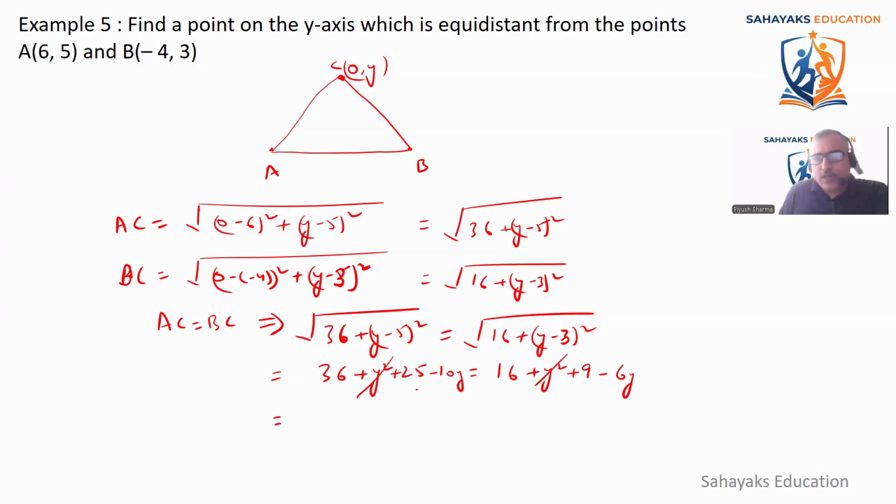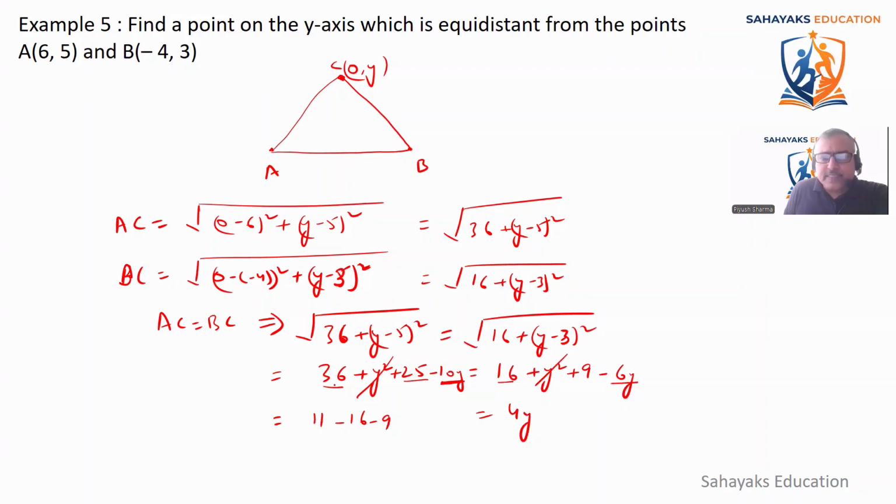Now we'll put all the variables here. It is 10y and this is minus 6y. So I'll just move 10y here. So it becomes 10y minus 6y, which is 4y. And I'll put all constants here. 36 minus 25 is 11. 11 minus 16, minus 9.